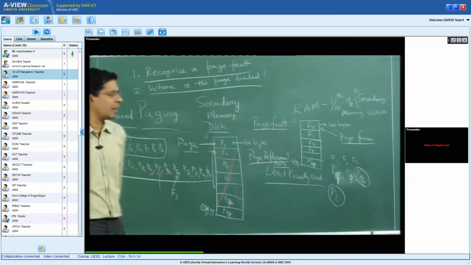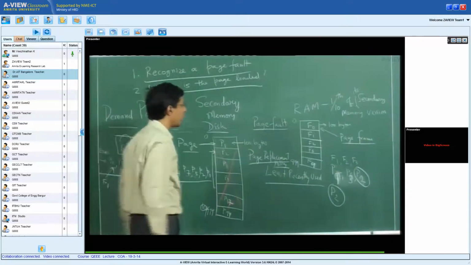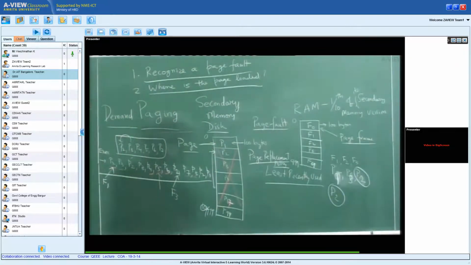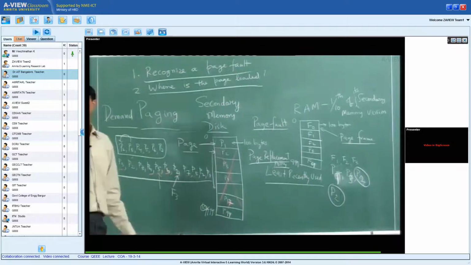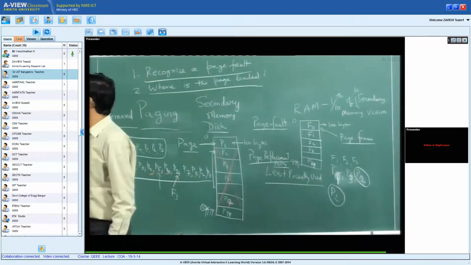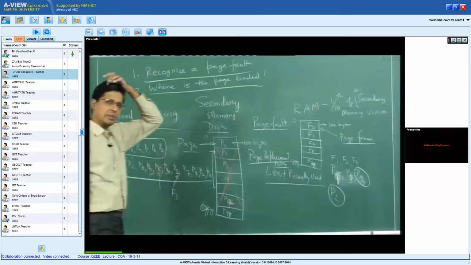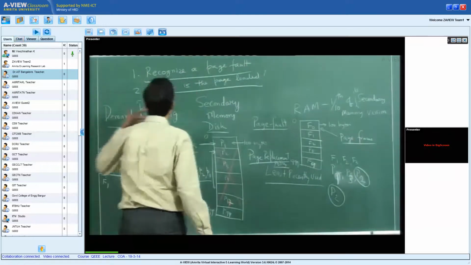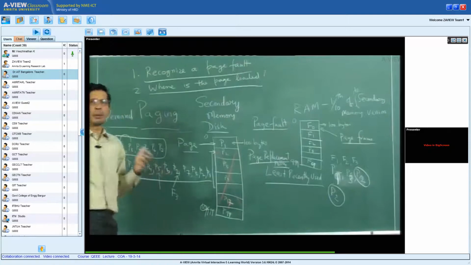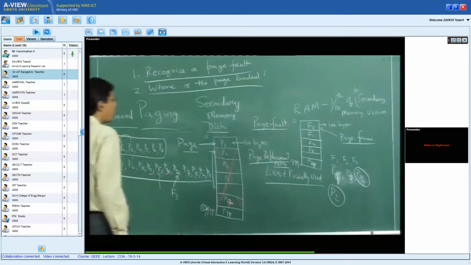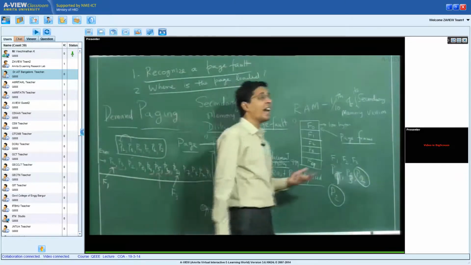Page replacement policy, or the least recently used policy in this case. I would like to know where the page is loaded. Two things are important that we will see in the remaining part of this lecture. Number 1, I have to recognize that there is a page fault. Number 2, if there is no page fault, I say that the page is loaded, and I need to know where it is loaded.